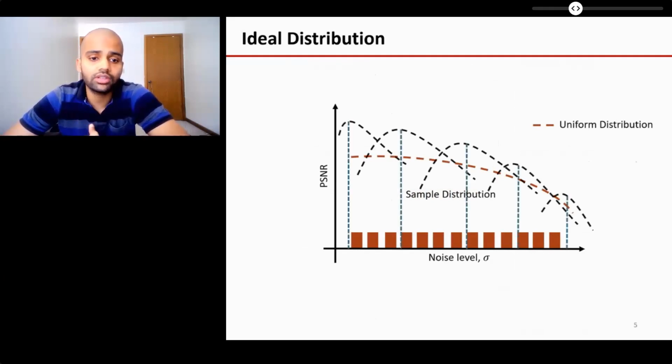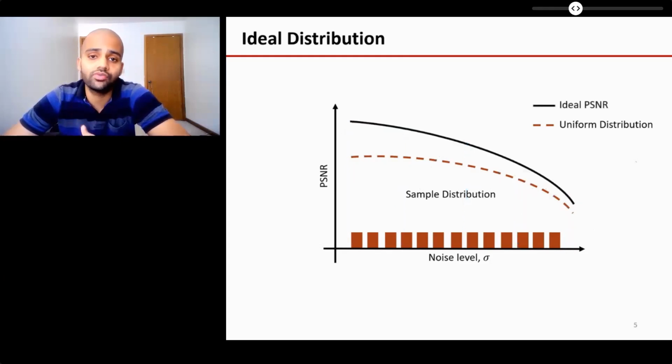Compare this to a network that is trained at one particular noise level. This network performs extremely well at the noise level at which it's trained, while the blind denoiser performs well at almost all other noise levels. Now consider a huge set of these denoisers that are trained at every noise level. If we combine all these denoisers, we get this black curve, which we call the ideal PSNR curve. This is called the ideal PSNR curve because this is the best performance that we can get out of the network at every noise level.